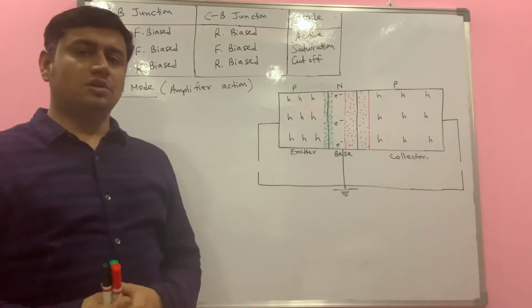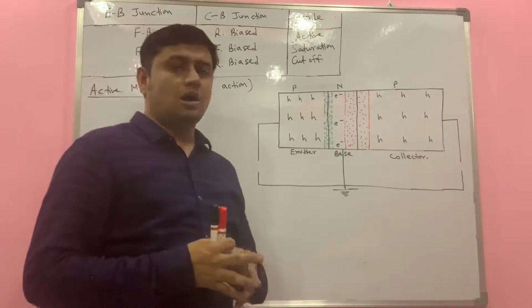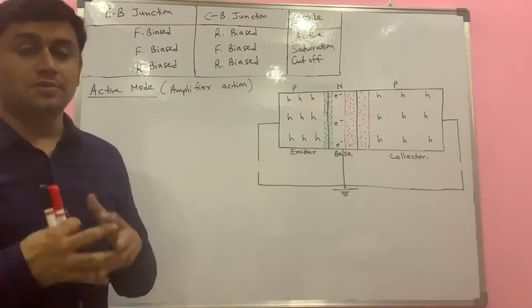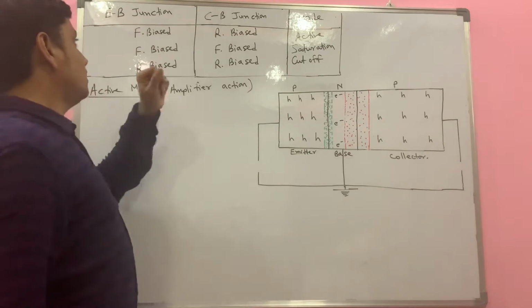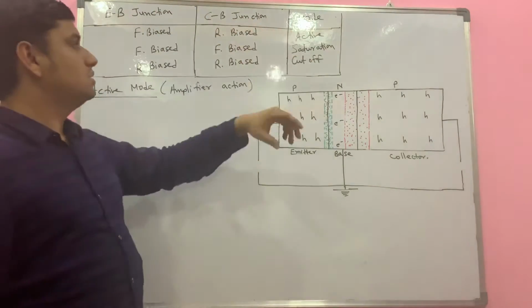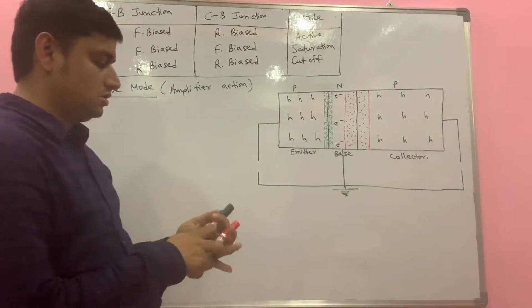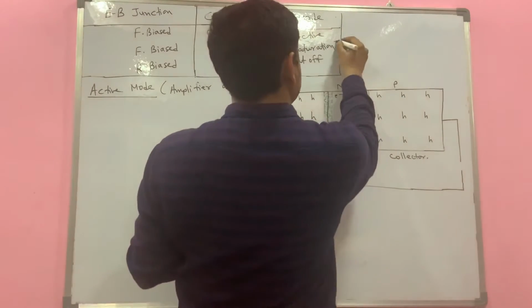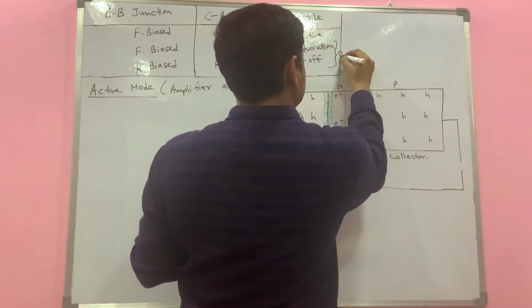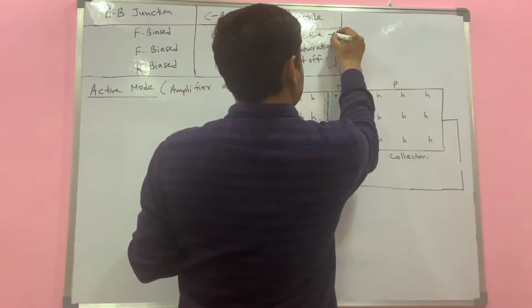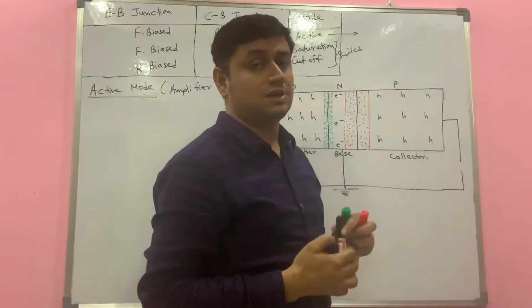So now we are going to see how a transistor acts as an amplifier in active mode. Now we can see that there are various modes. These two are the switch modes, active switch, and this is the active mode in which it acts as an amplifier.